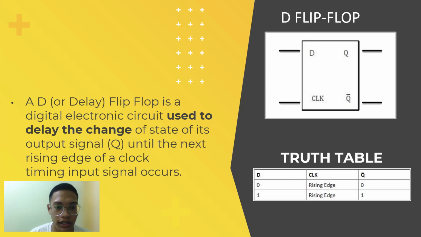A D, or delay, flip-flop is a digital electronic circuit used to delay the change of state of its output signal, Q, until the next rising edge of a clock timing input signal occurs. So in simple words, the delay flip-flop is a digital electronic circuit used to delay the change of our state in the output signal.